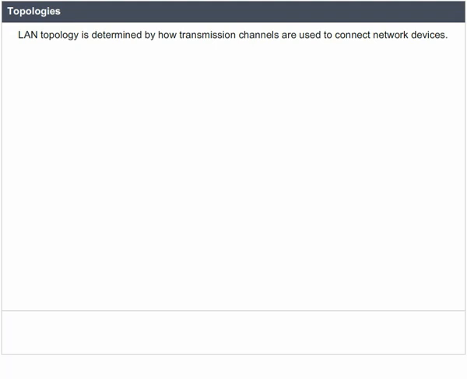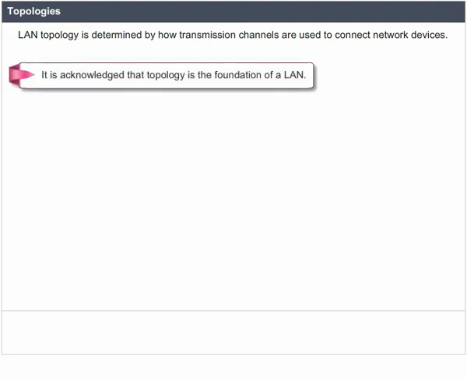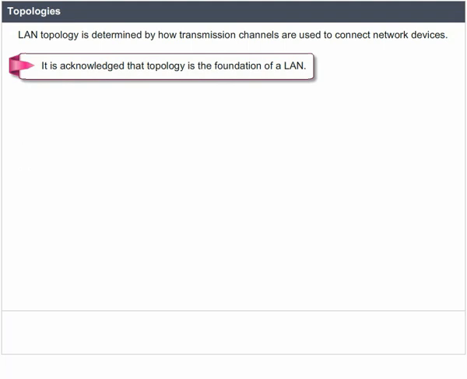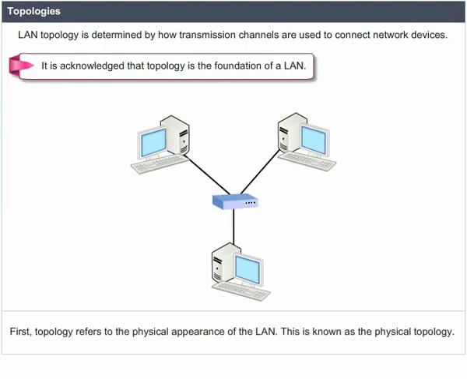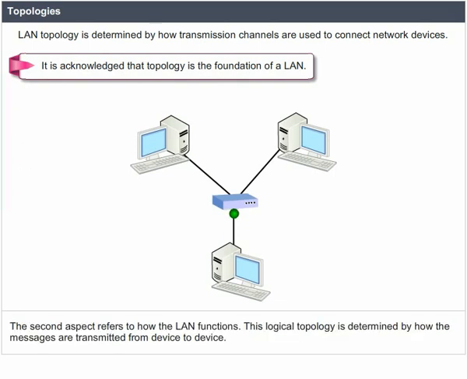Topologies. LAN topology is determined by how transmission channels are used to connect network devices. It is acknowledged that topology is the foundation of a LAN. First, topology refers to the physical appearance of the LAN. This is known as the physical topology. The second aspect refers to how the LAN functions. This logical topology is determined by how the messages are transmitted from one device to another.